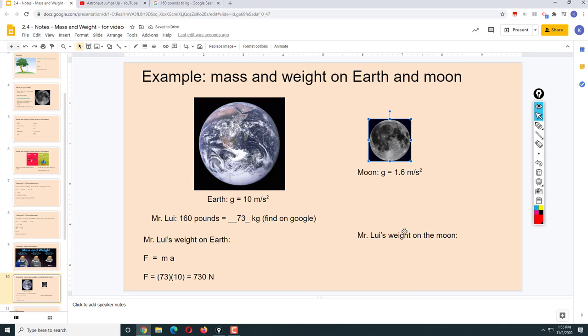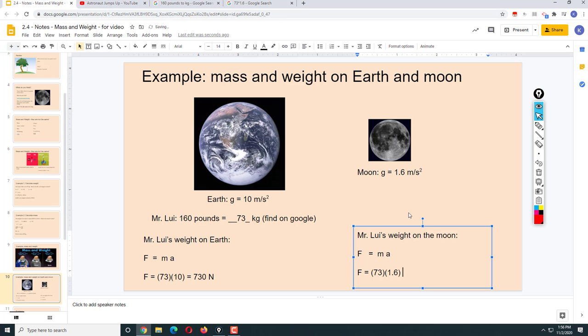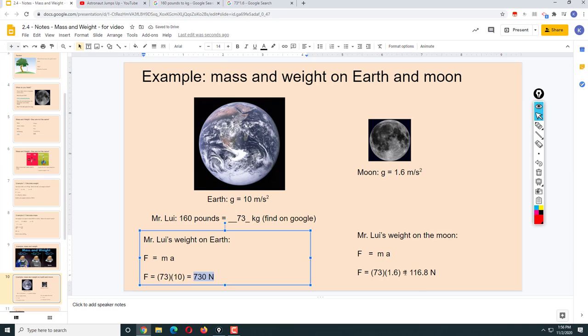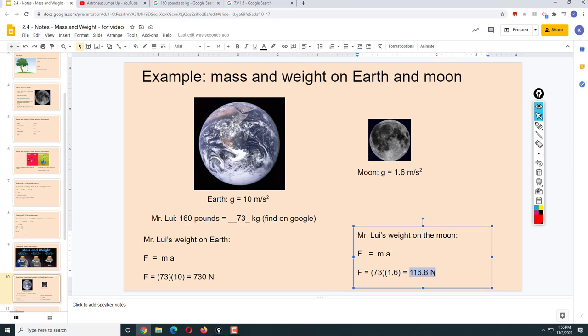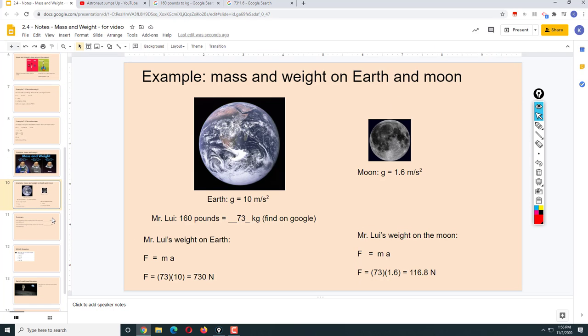On the moon is different. Same formula, same mass everywhere. But the acceleration on the moon is only about 1.6. If we put this in the calculator, 73 times 1.6, I get 116.8. So my weight is about 730 newtons on Earth, but only 116.8 newtons on the moon. So I weigh less on the moon.